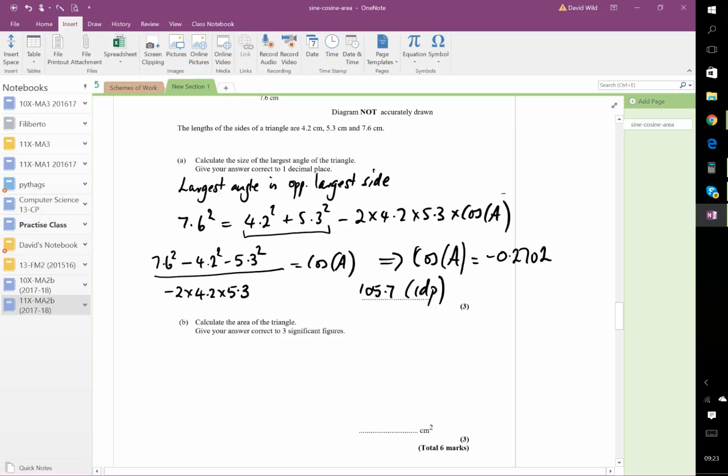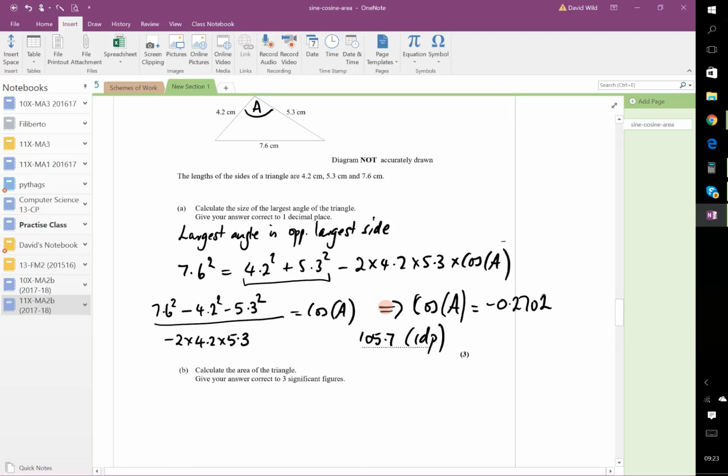B, calculate the area of the triangle. So the area of the triangle, remember, is a half times this length times this length times the sine of the angle between them. So we need to use this length and this length because it's this angle that we know. So my area, I'll say area instead of A because I used A up there for the angle, is a half times the 4.2 times the 5.3 times the sine of the angle between them, which is, of course, 105.7.